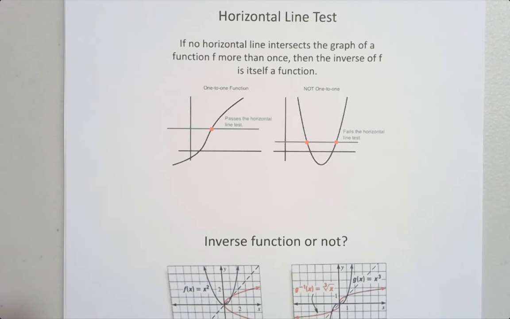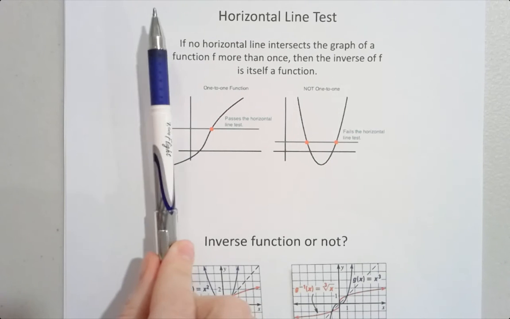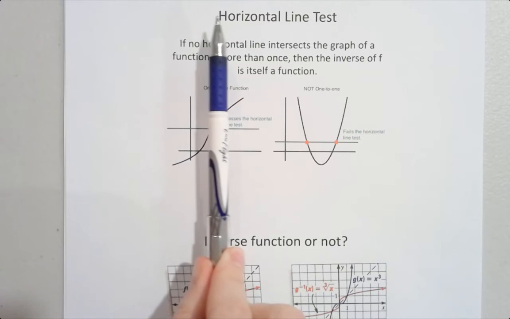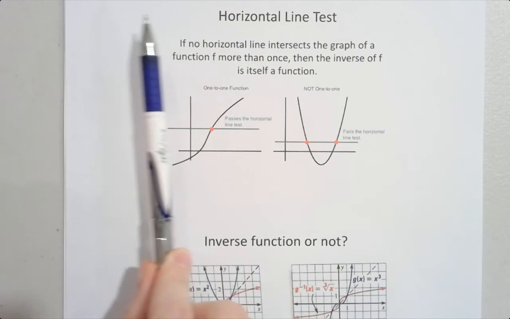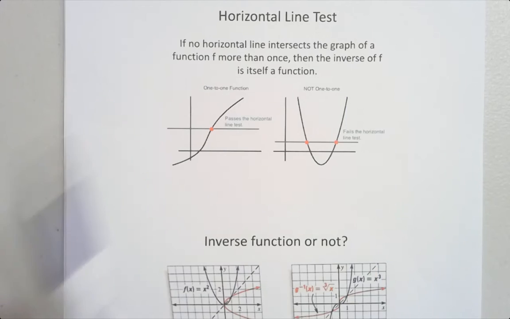So our first thing that we're going to focus on is this thing called the horizontal line test. You probably think this sounds really familiar because you should all be familiar with the vertical line test. A vertical line test is when you pass a vertical line over the graph you're given, and it never touches the graph more than once, then you pass the vertical line test, you are a function.